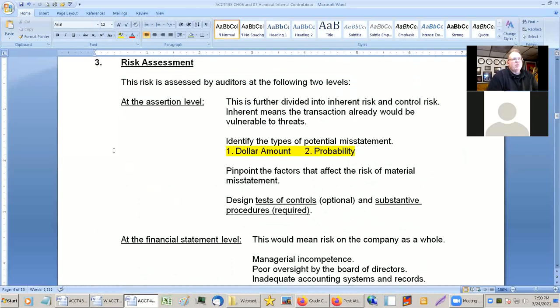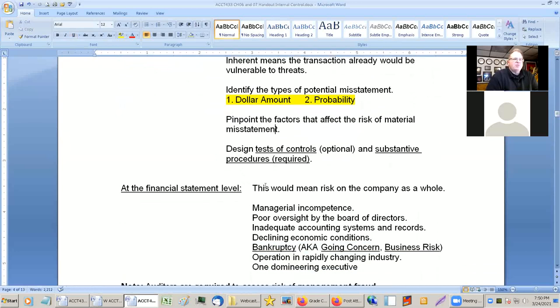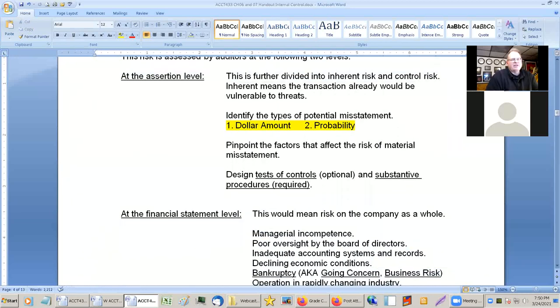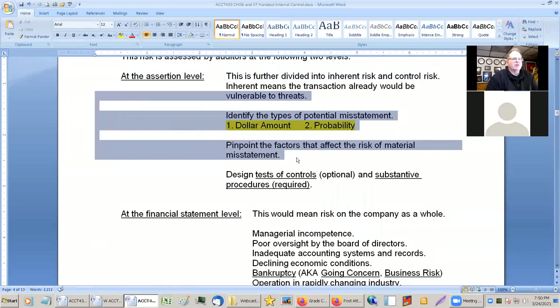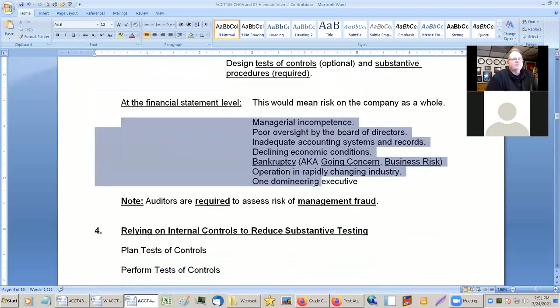Whereas these are mostly for any given account. It's possible that you could have a combination of these that get to the financial statement level. They would usually be caused by a lot of the stuff down here, though. These would actually be the drivers of, say, this up here. You're always going to find something wrong with financial statements. I don't think I've ever walked into an audit and left without finding something wrong. Not that anyone's being evil or anything like that. It just happens. But these would definitely increase that risk.